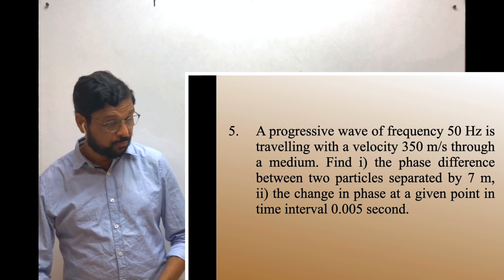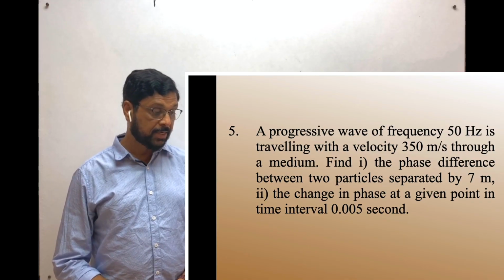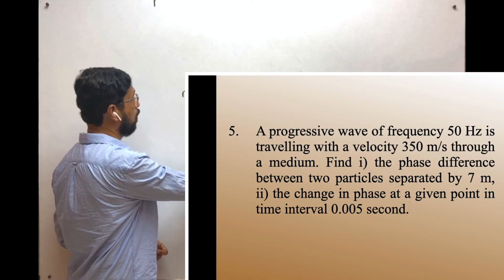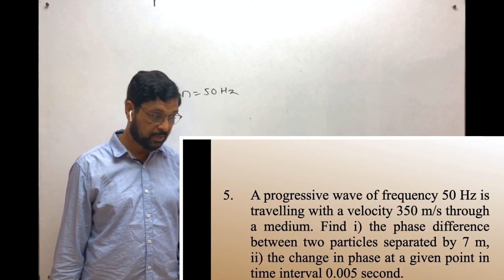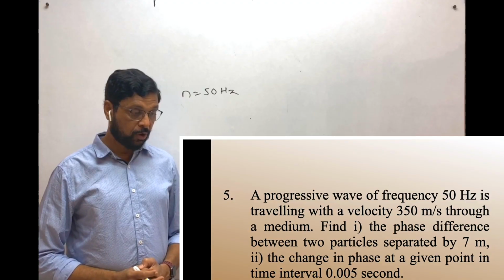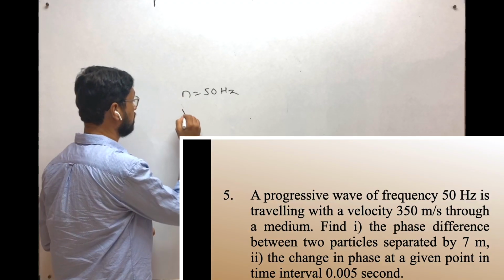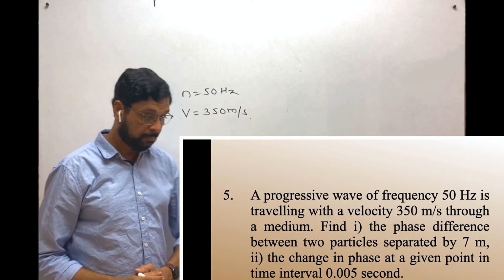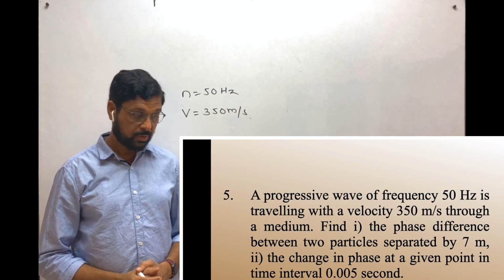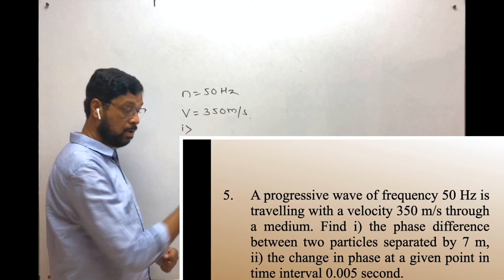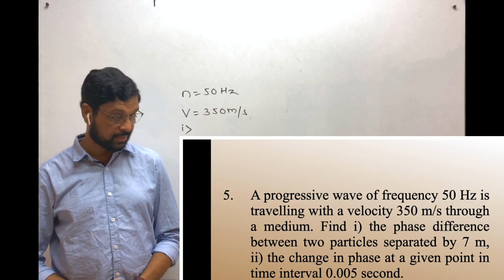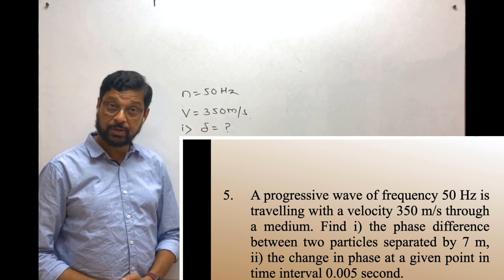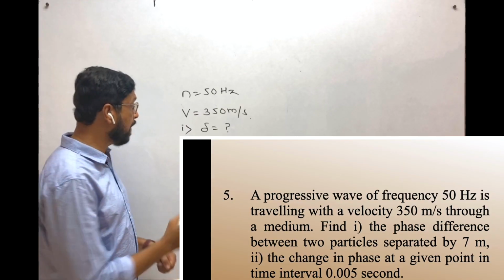A progressive wave of frequency 50 hertz is traveling with a velocity 350 meter per second through a medium. Question number 1. Find the phase difference between two particles separated by 7 meter.